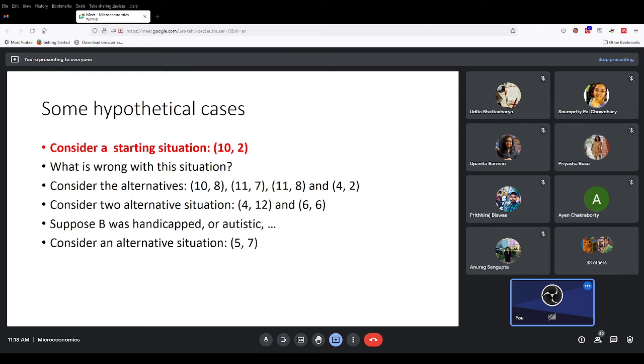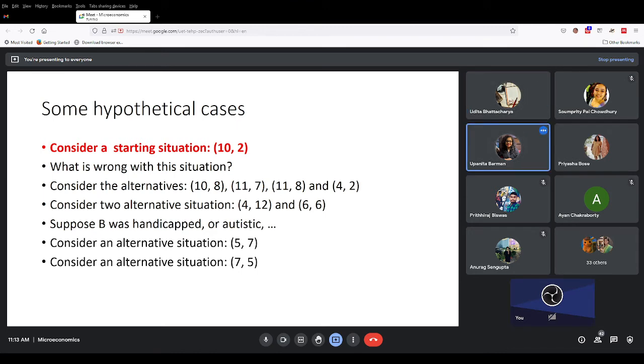5, 7. So 4, 12; 6, 6; 5, 7. Which of them will you choose? 6, 6. Okay. 7, 5 and 6, 6. 6, 6.